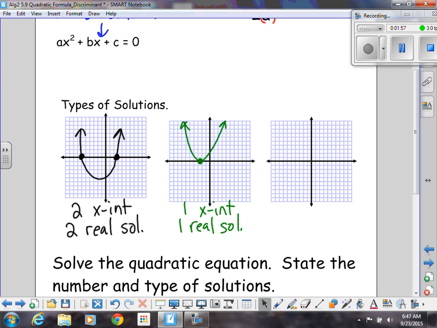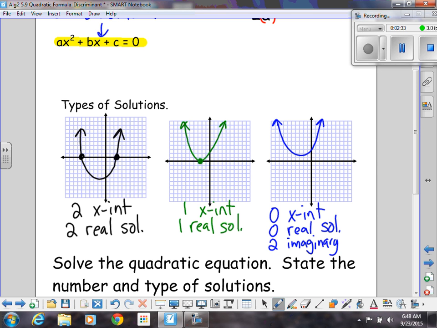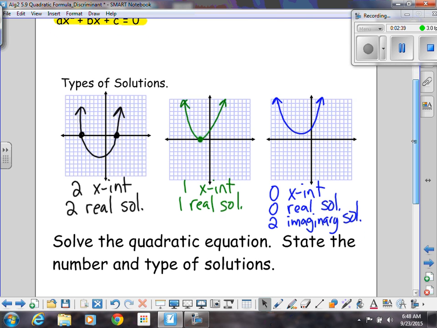And again, when I say solution, I'm talking about solutions to this equation up here, our standard form equal to 0. And then the last scenario we could have is a parabola that doesn't touch the x-axis at all. So that would mean it has 0 x-intercepts, which we could say has 0 real solutions. The reason it doesn't have any real solutions is because when we solve that, we get two imaginary solutions. So remember, imaginary means that it's going to have that i, the number i, in its answer. We'll look at some more examples with that.